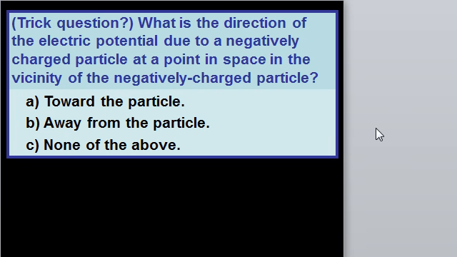Is this a trick question? I start out by asking. Go ahead and read it, please. I'm hoping it doesn't seem like a trick question. It's just checking to see whether the electric potential is a scalar or a vector. It's a scalar. Scalars don't have any direction. The electric potential doesn't have any direction, and so none of the above is the correct answer.